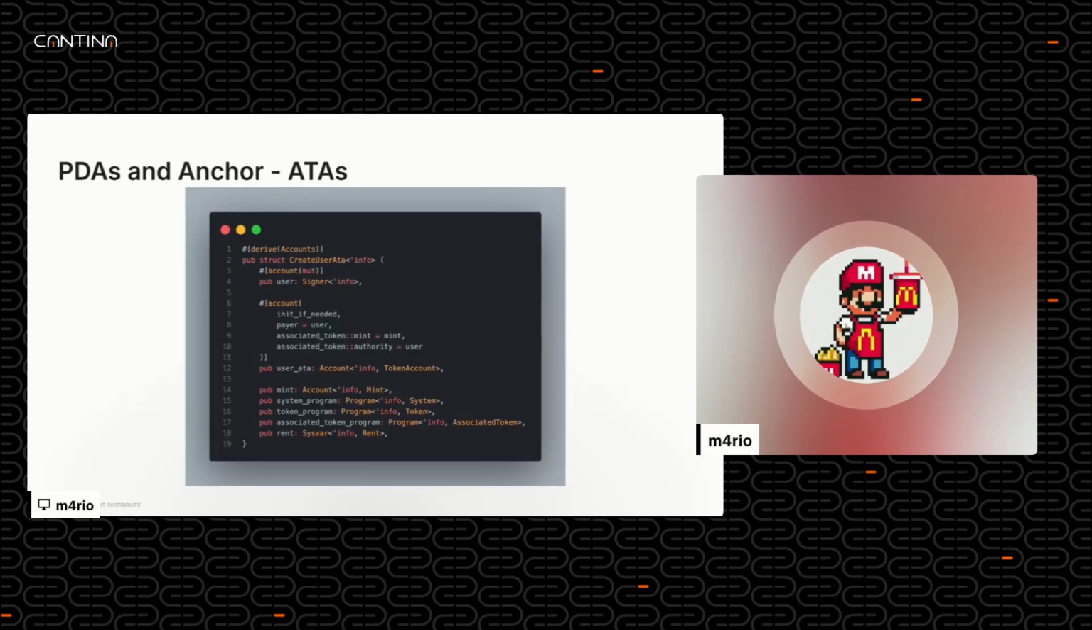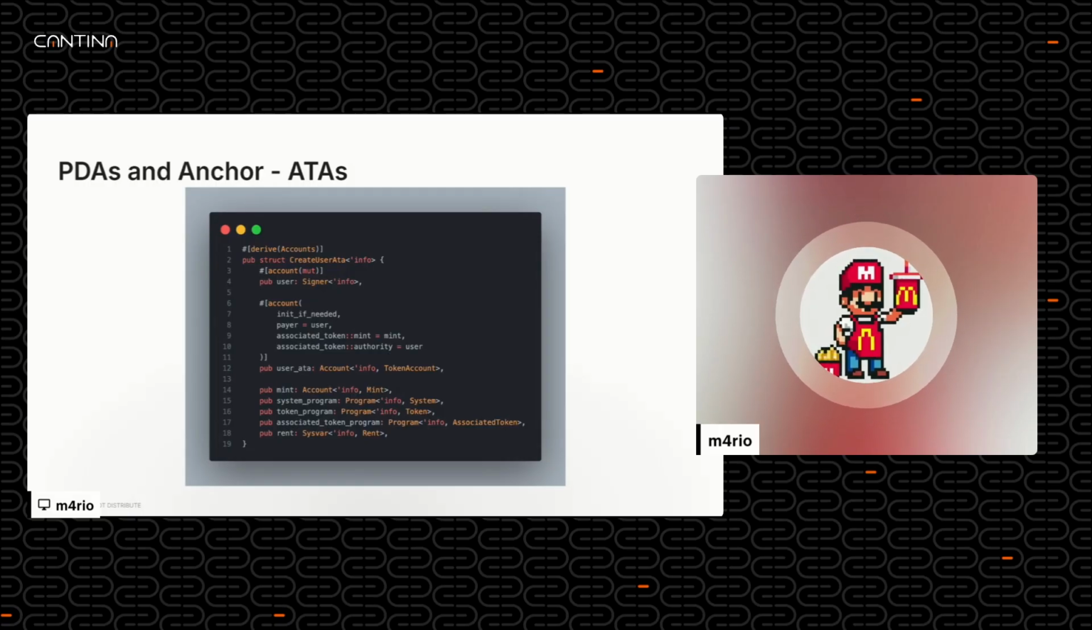Let's look a bit at the PDAs in Anchor. Here, I am showing you ATAs. These are basically associated token accounts, as I said, and they have a specific derivation pattern. As you can see, Anchor knows automatically that this is an associated token because it has this macro that says that this is an associated token for the mint, which is a mint that you specify as a parameter, and for the authority being the user that you specify again as a parameter.